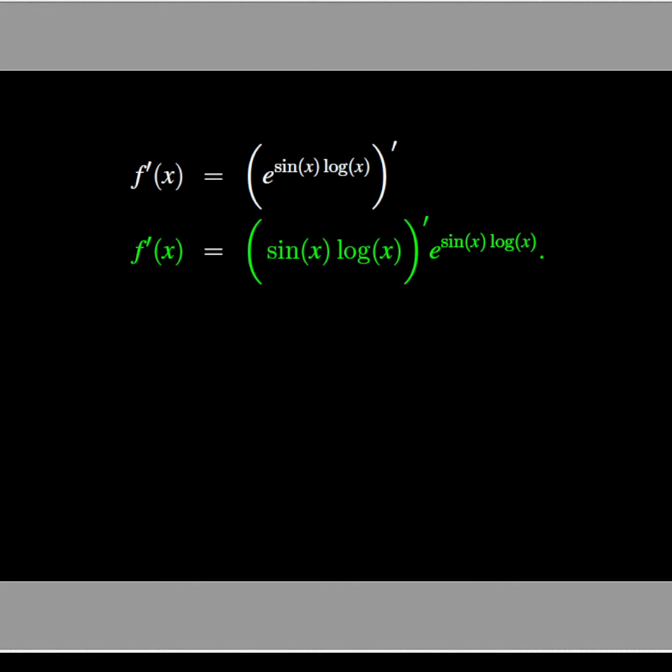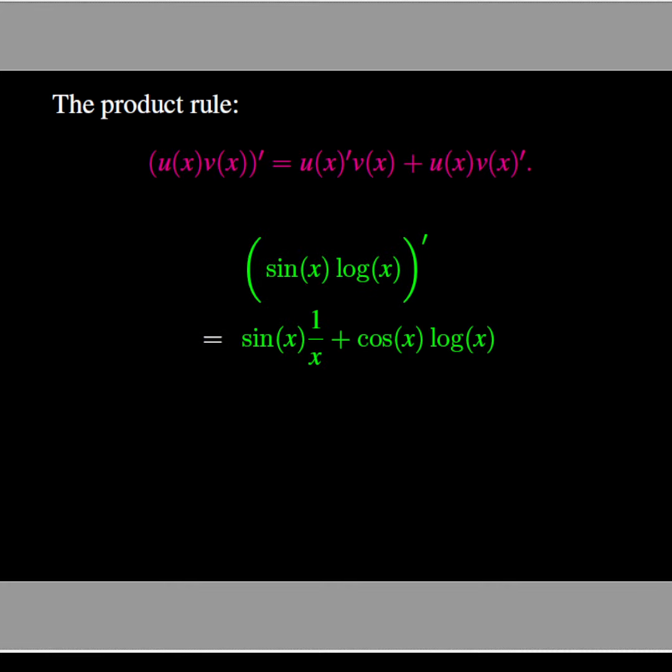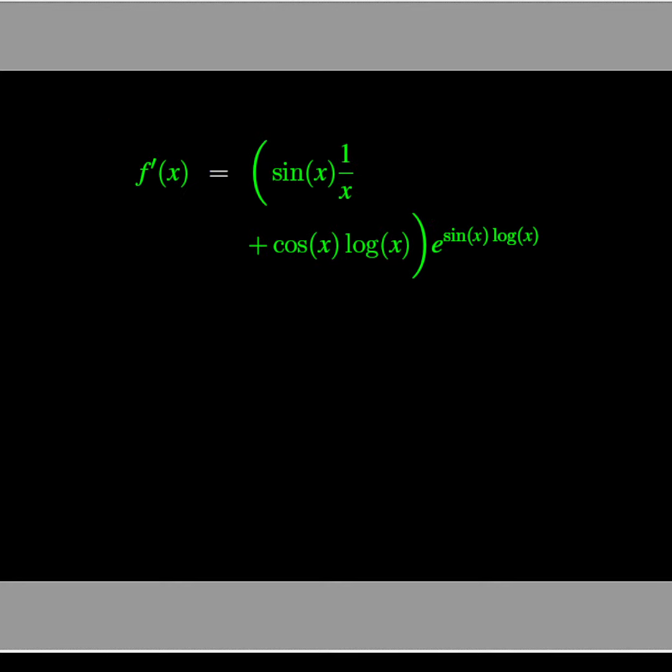Notice that, using the chain rule, the derivative of f is equal to the derivative of the product sine of x times logarithm of x, times the exponential of the product sine of x times the logarithm of x. Observe that, in order to find the derivative of the quantity sine of x times logarithm of x, we need to use the product rule. In this case, the derivative is sine of x times the fraction 1 over x plus cosine of x times logarithm of x. So we have the expression of f prime as follows.